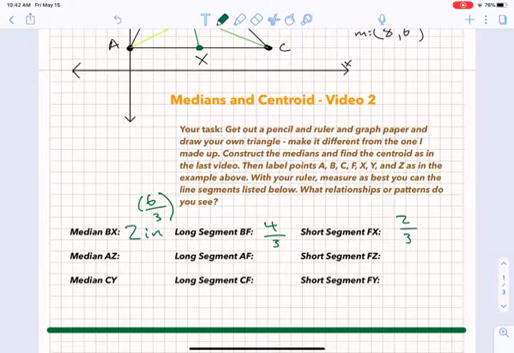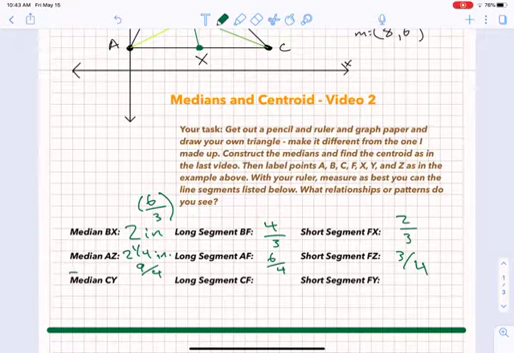Okay. For AZ, I measured it with my ruler and fiddled around with it and found that it was about 2 1/4 inches, and that's 9/4. Okay. And I found that the long segment AF was about 6/4 inches. You'll see why I left it in fourths there. And the short segment was more or less 3/4 inches.